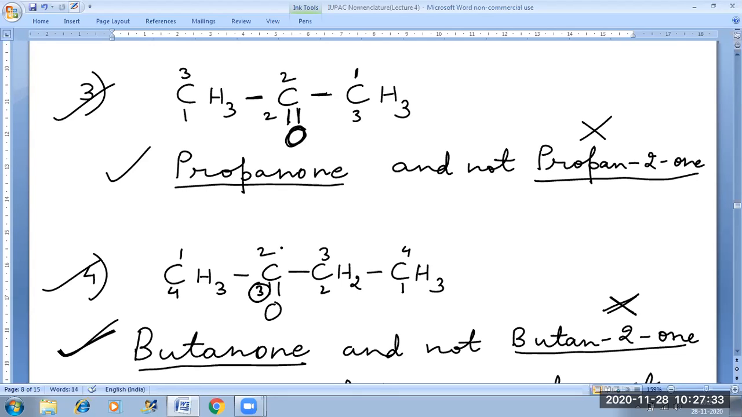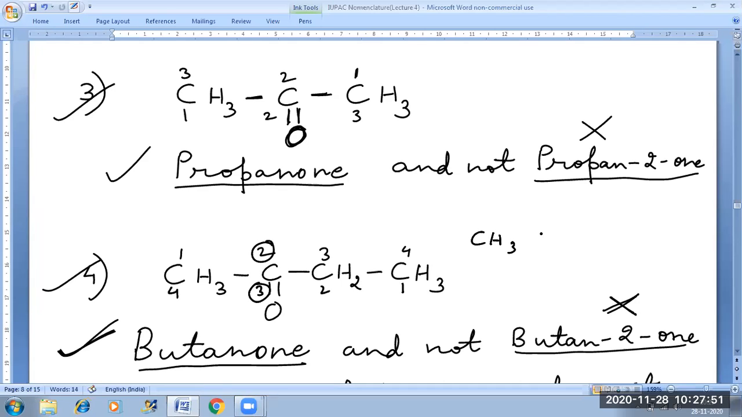If I go from left to right, the ketonic carbon is at the second carbon. But out of 2 and 3, 2 is lower, so it's by default understood that that itself is going to be the name, which means that there is no other possibility for the position of the ketonic carbon. So you write only butanone and not butan-2-one.